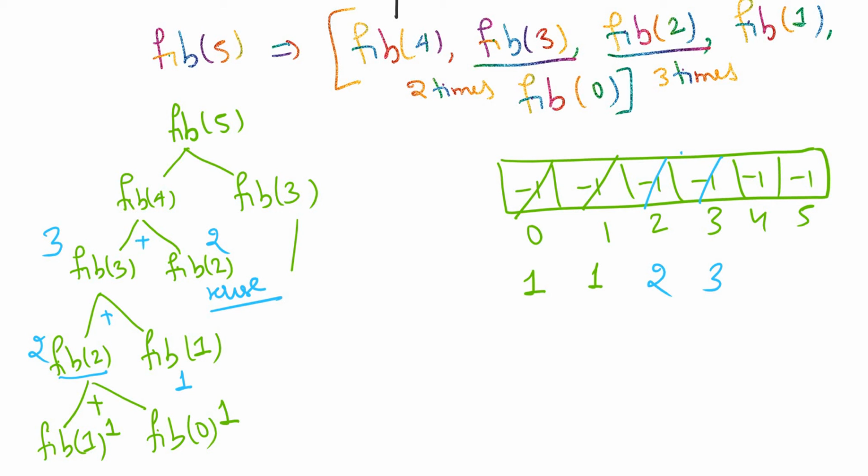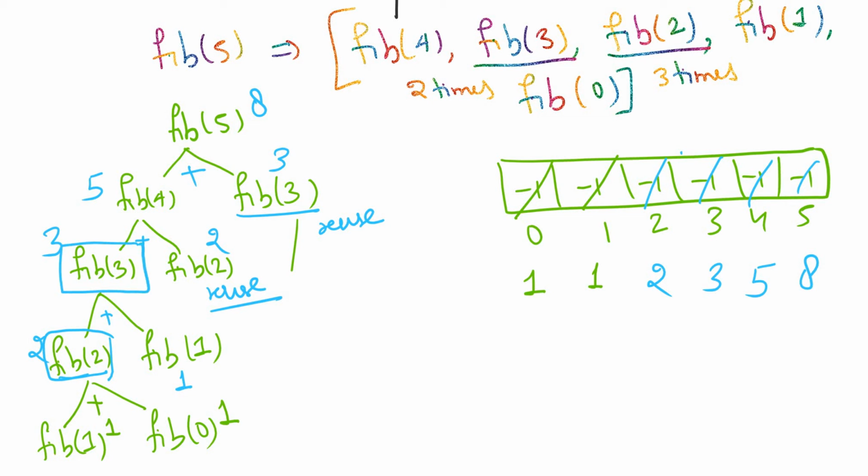3 plus 2 is 5. Now we will again store 5 here. Now Fibonacci 3 is already computed, whose value is 3. So again we reuse. And 5 plus 3 is 8. We will again store it here, which is our final answer for Fibonacci 5. So you can see we computed Fibonacci 2 only once, which is here. We also computed Fibonacci 3 only once here. And anytime Fibonacci 3 is required again, we reuse the already computed value.